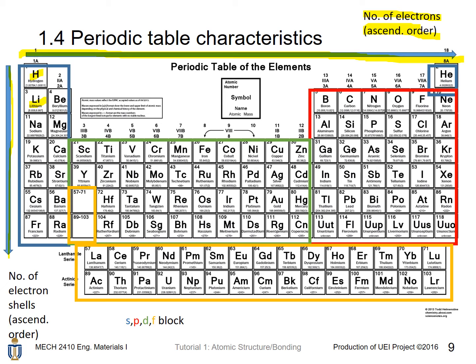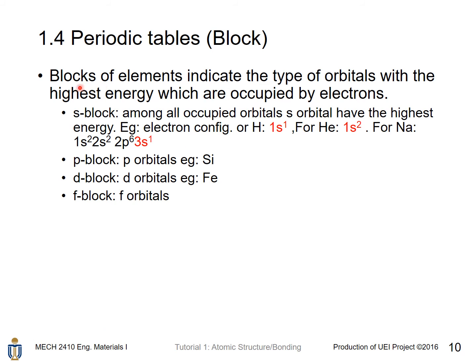These rectangles represent the blocks within the periodic table. S block is the blue one here, which has these two parts, the first part and the second part. P block, this region. D block, this region. F block, this region. And what does a block stand for? It indicates the type of orbitals with the highest energy which are occupied by electrons.